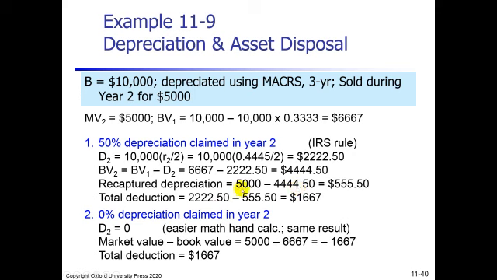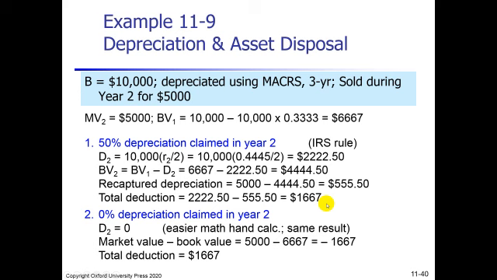And so in this case, our total deduction for the year on our taxes, we are going to take 50% of the depreciation. So we do deduct $2,222.50. However, that gets offset by this recaptured depreciation, and so our net deduction is only $1,667.